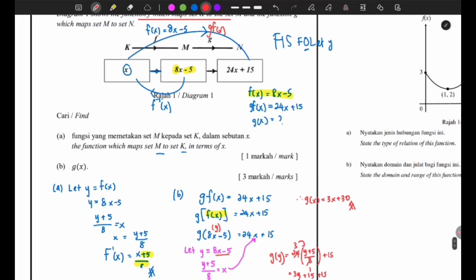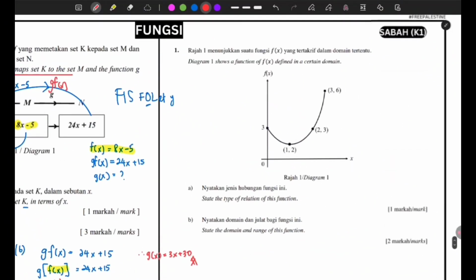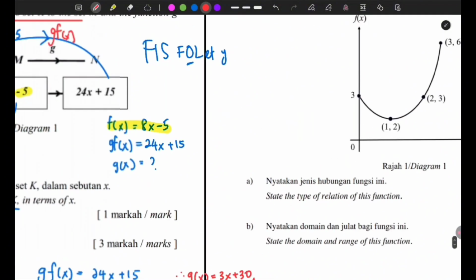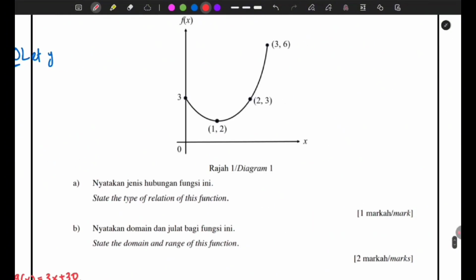So actually we are done with this question too. Let's move on to the next one. Sabah paper. I feel I'm going very fast. Okay, I'll make myself slower.